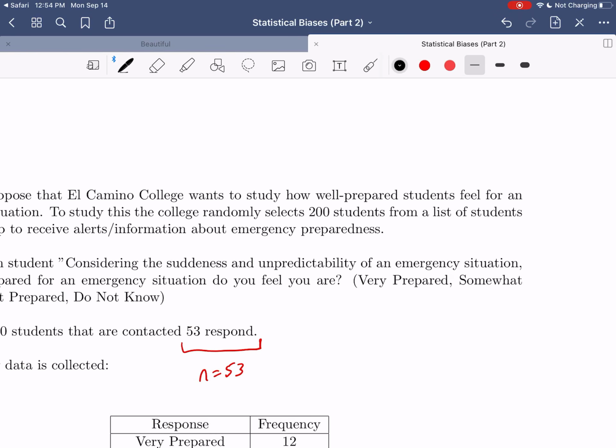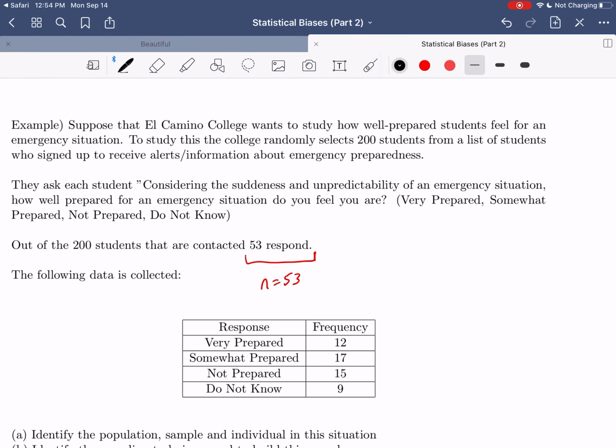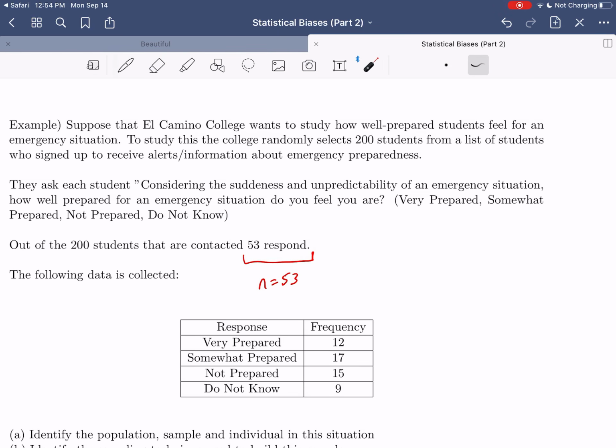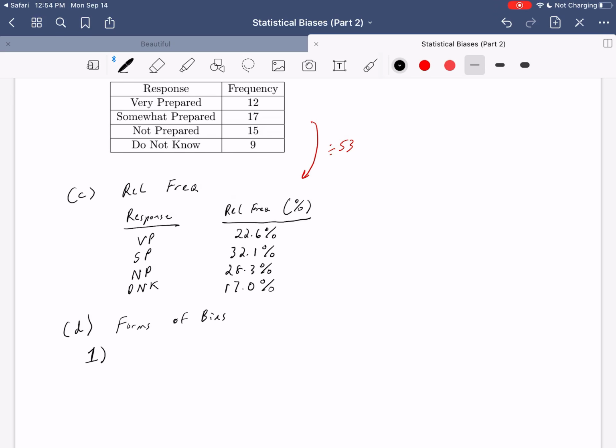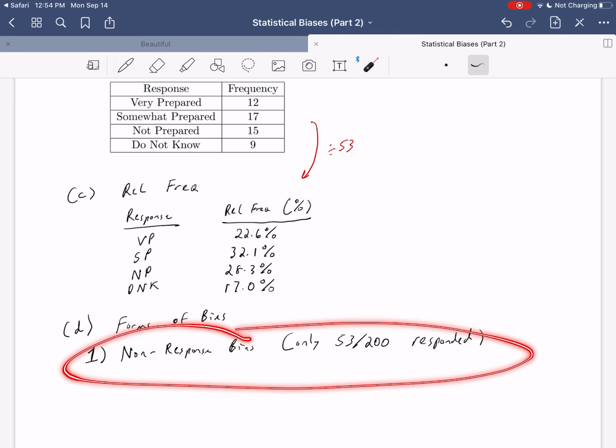We always have to base this on the information that we have here. So what can we justify? Well, the first thing we can see is that we had contacted 200 students, but only 53 responded. So the very first thing that we can see here is we definitely have non-response bias. Only 53 out of 200 responded. So that's our first form of bias that we can justify here.